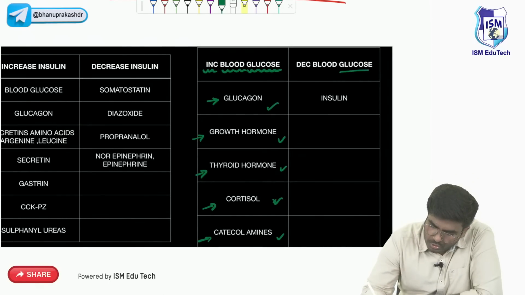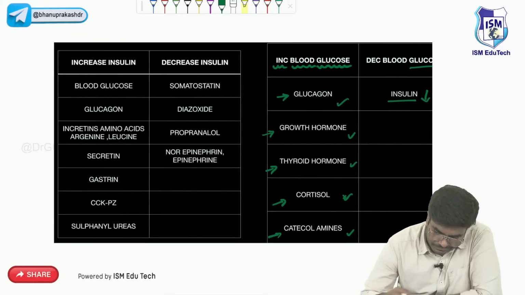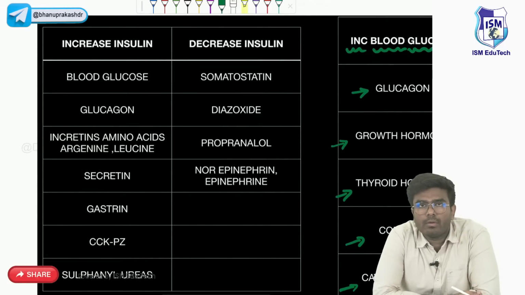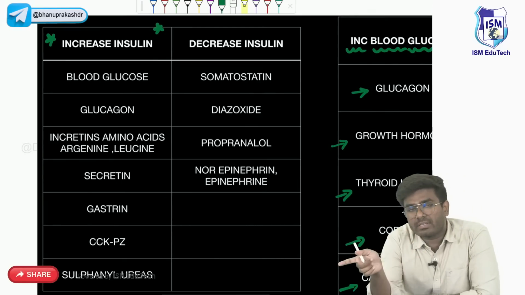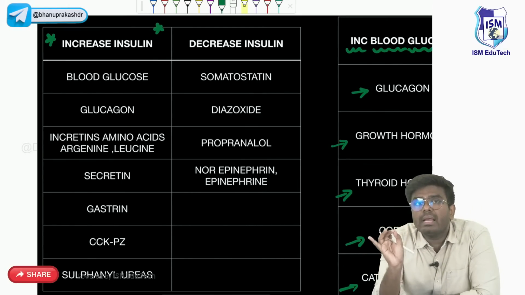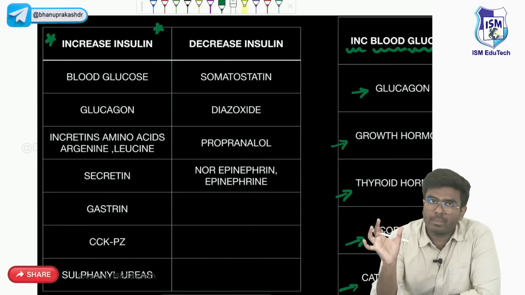But who decreases the blood glucose levels? Blood glucose levels are decreased by insulin. Everyone knows. Now the next kind of question that can come in your exam is who increases the insulin? Forget about the blood glucose levels. What are the stimulants for the release of insulin from the beta cells?